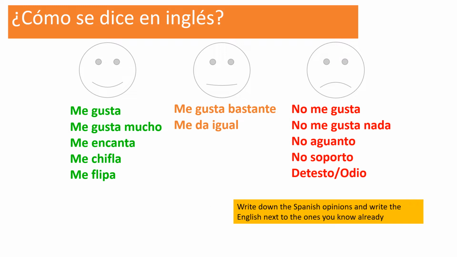And then no aguanto, no soporto. They are a little bit more challenging. So I can't stand. Okay. So you might say no aguanto mi casa. I can't stand my house. Me chifla and me flipa are very, very similar to me encanta, so what would they both mean? Right, let's move on.